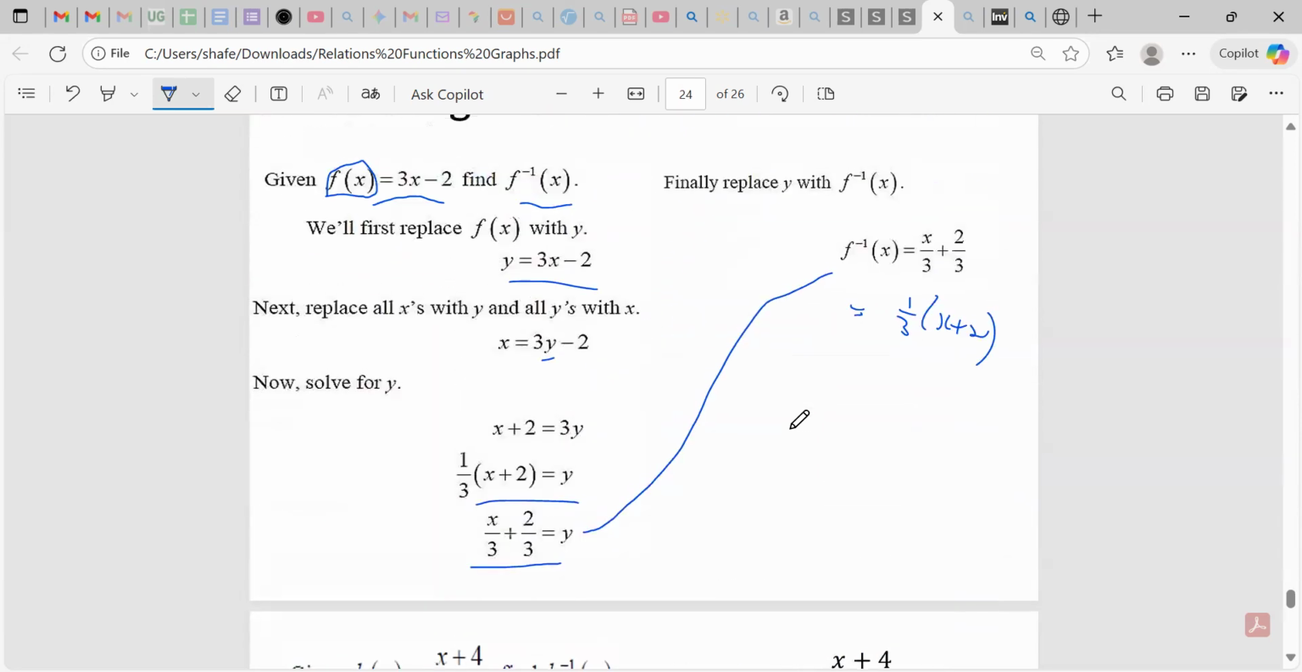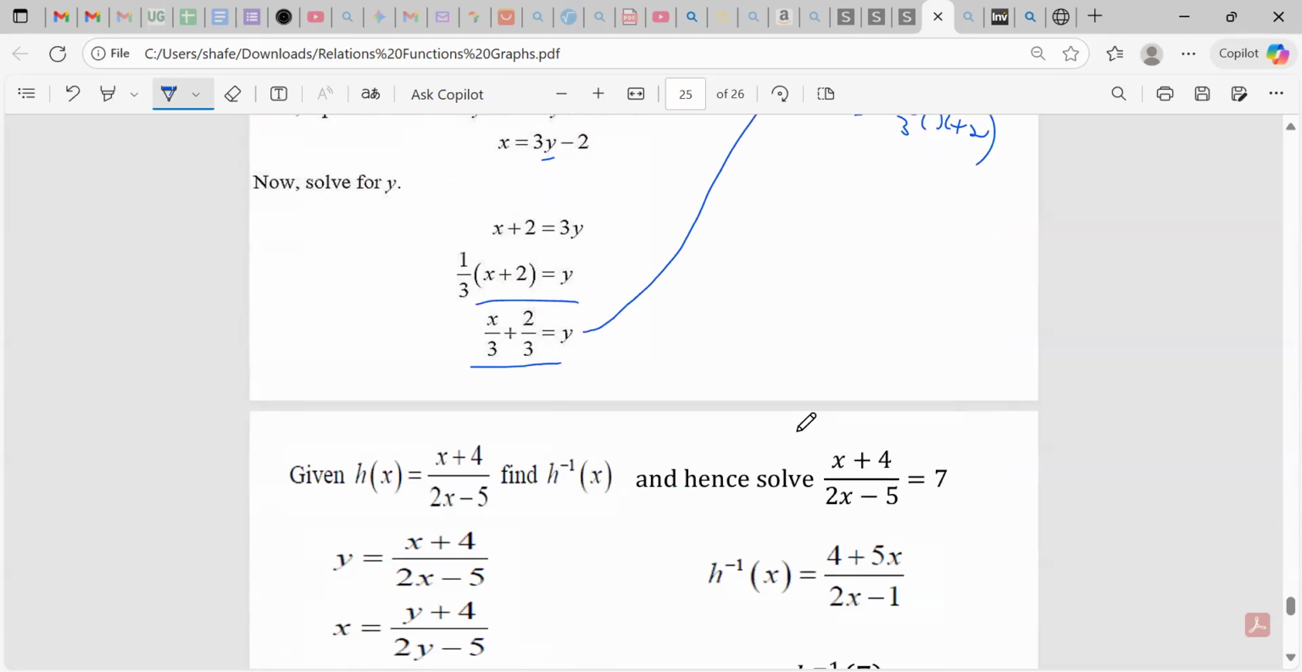You think you follow the process at all? Yeah, following. Okay. Good.